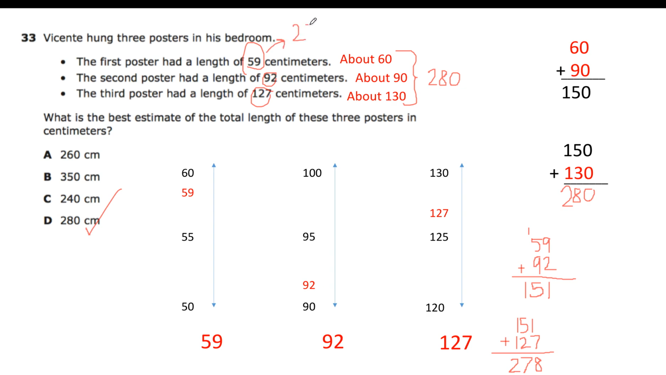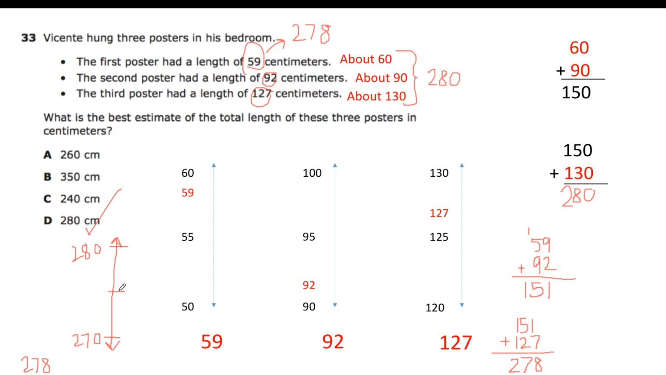Now 278 and 280 are really close to each other. But just to make sure, we can do a number line for 278 as well. So if I come over here, and I'm trying to round 278, I'll notice that I have 27 tens. So I have 27 tens in that number. If I add another 10, I'm going to have 28 tens, which is the same as 280.